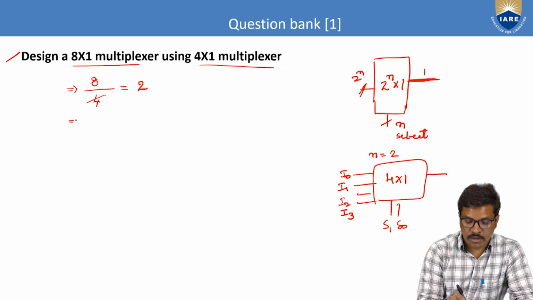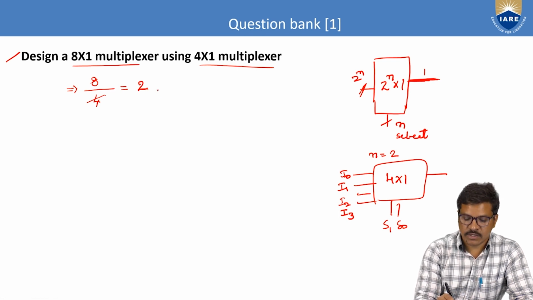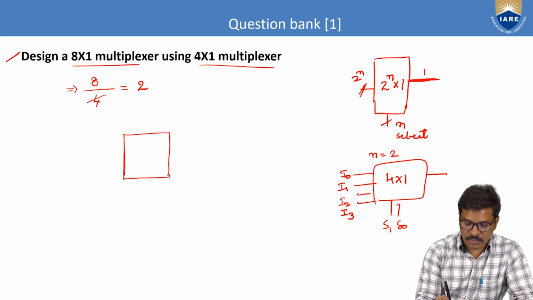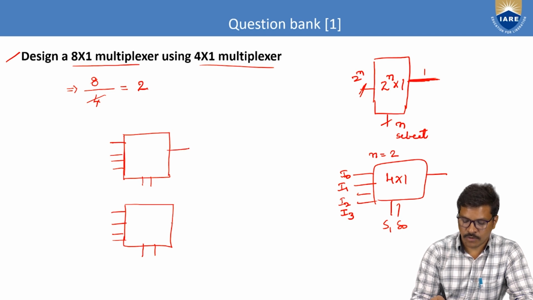Then take the remainder and divide it by 4 by 1 multiplexers again. So the total number of multiplexers is 2. Take those 4 by 1 multiplexers. 4 by 1 means 2 select lines, 4 inputs, 1 output.